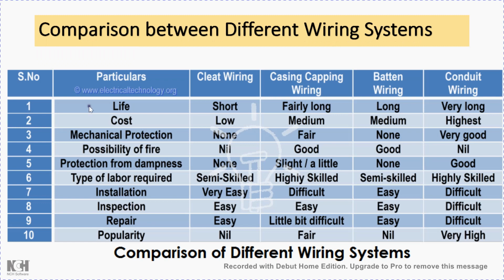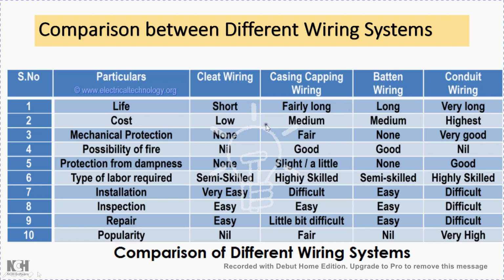Okay, so the first column is for the particular point we want to consider, then there is the type of wiring considered here in the row, and depending upon that parameter we'll see what it is. So for example, the first one is life: the cleat wiring life is very short, then casing capping wiring life is fairly long, batten wiring is longer but not fairly long, then conduit wiring is very long. So the life of conduit wiring is very long.